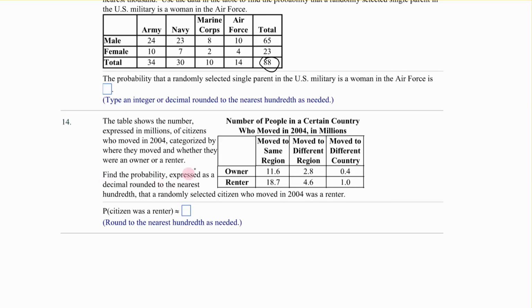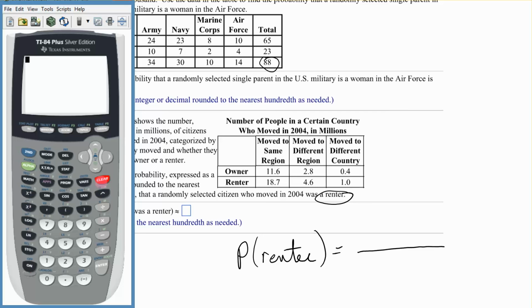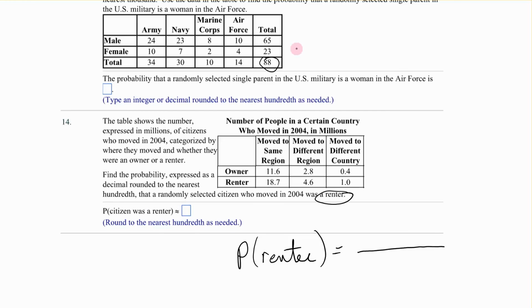Find the probability, expressed as a decimal rounded to the nearest hundredth, that a randomly selected citizen who moved in 2004 was a renter. Now, all of these people moved. So, the probability of being a renter, how many citizens moved? That's going to be my denominator. I have to add all of these up. So, the first thing I have to do is add them up, because I don't have any total columns like I did up here in the single parent military.